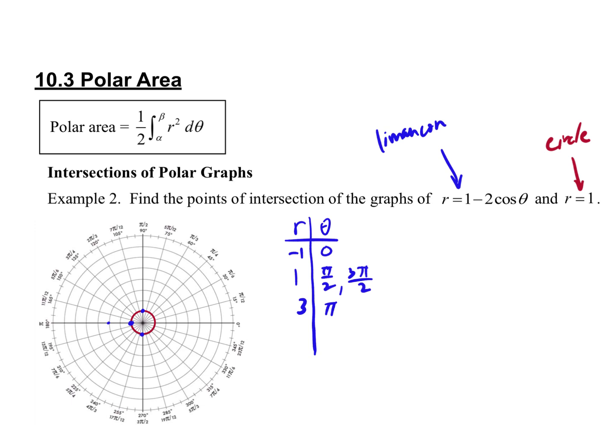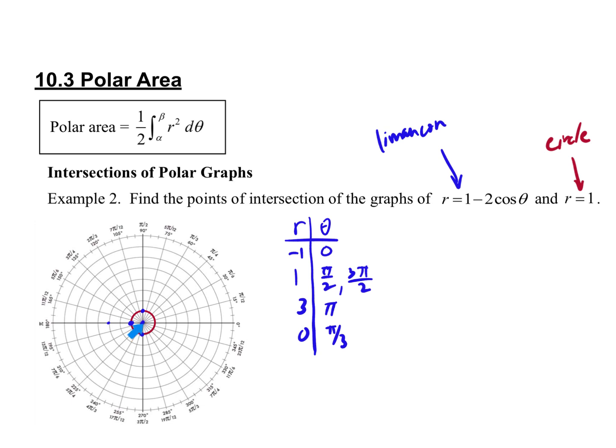There's not really good points left. One of the things we talked about yesterday was 60 degrees or pi over 3. And so if I can get cosine to be a half, that'll make the math a little bit easier. And so the cosine of pi over 3 is a half. And so -2 times a half is -1. So 1 minus 1 is 0. So there's a nice one too.